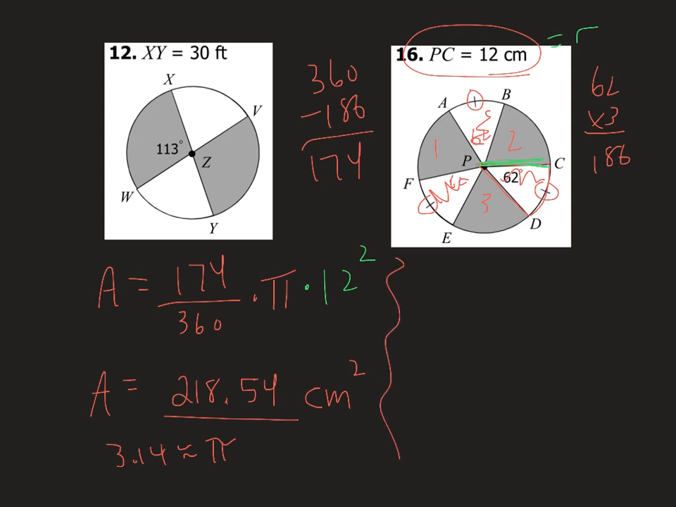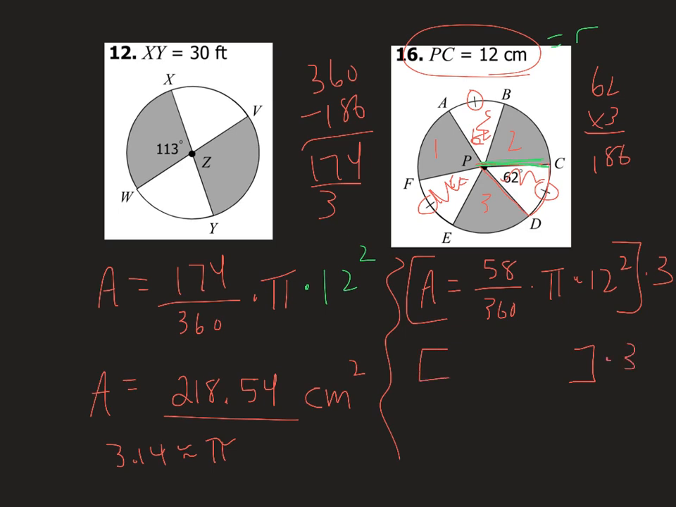Okay, now what if we treated the 174 and divided by 3? When I divide 174 by 3, I get 58. So I get area equals 58 over 360 times pi times the radius squared. And then I'm going to take that answer and triple it. So I'm going to leave the 3 on the outside and see what I get on the inside first. And I get roughly 72.848, again using 3.14 for pi. And when I triple that answer, I get, you guessed it, 218.544 centimeters squared.